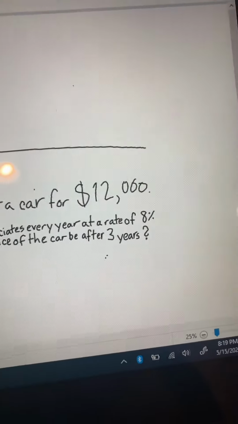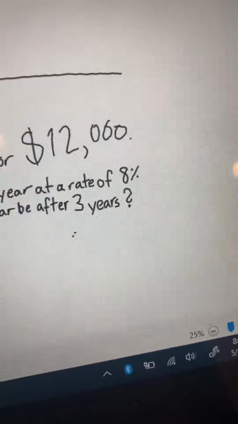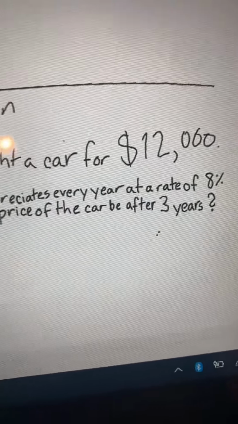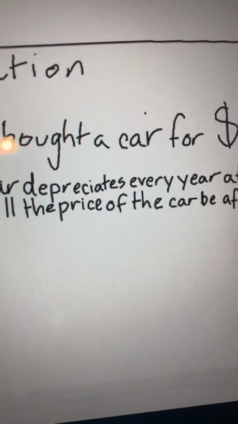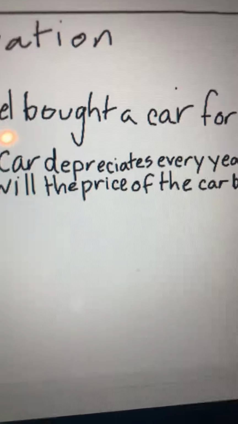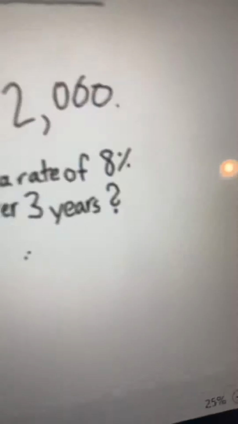And then to find your growth, or in this case, your decay, in the situation, you would have to find where it says either the value of the car depreciates or it goes up. And in that statement, you would have to find a percentage or a decimal.